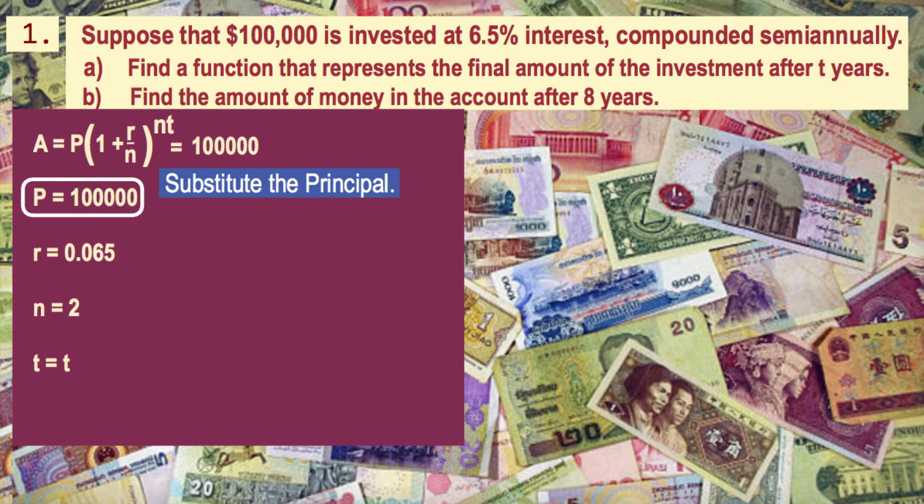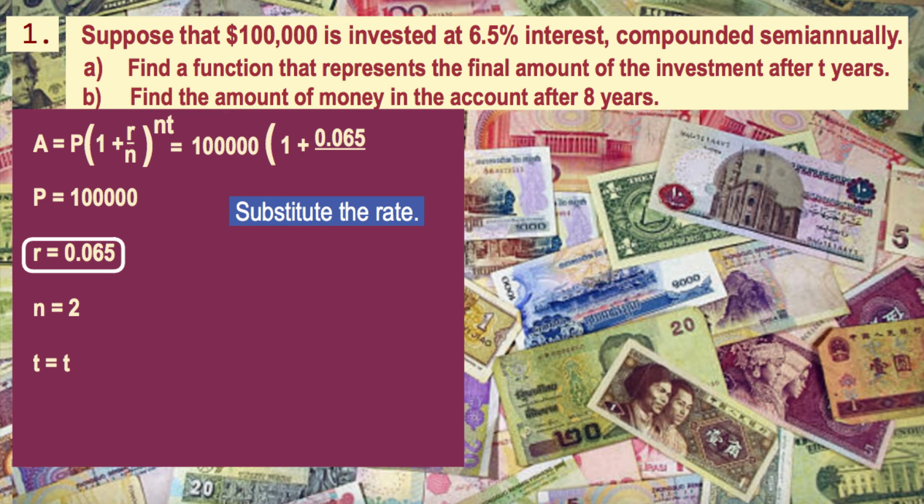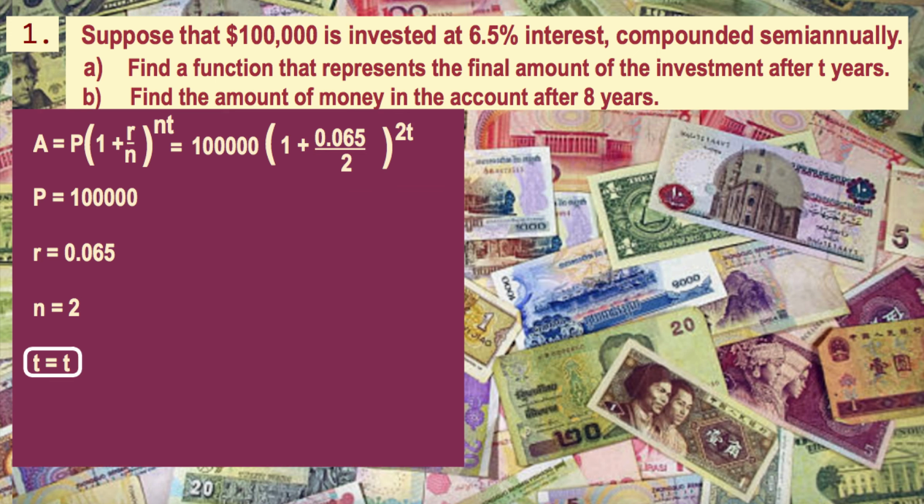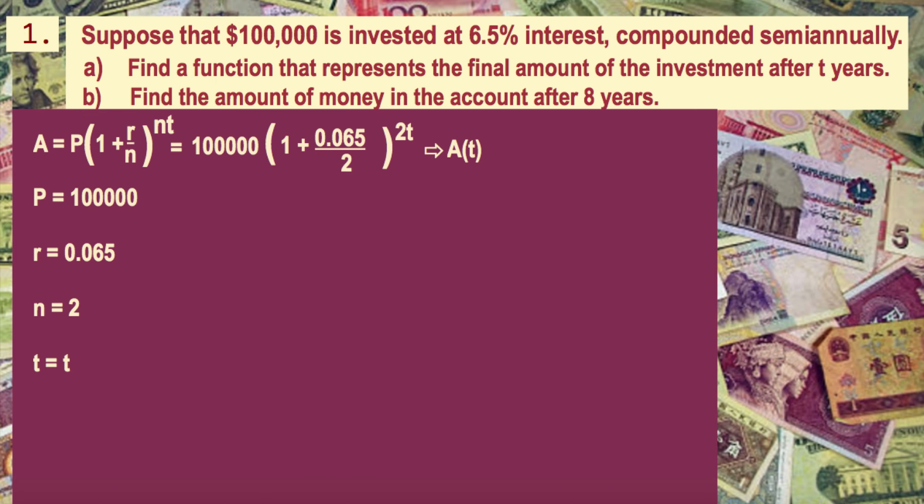We substitute our principal, so we have 100,000 times the quantity 1 plus substitution of the rate 0.065 over 2, the number of compoundings per year. Everything is raised to the power 2 times t. Thus, A of t is equal to 100,000 times 1.0325 raised to the power 2t. This is our function.